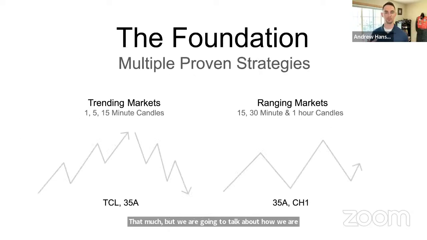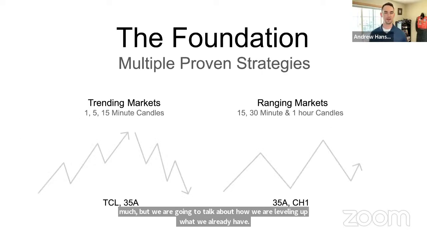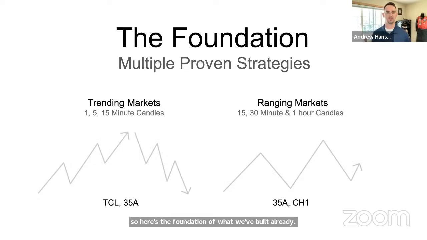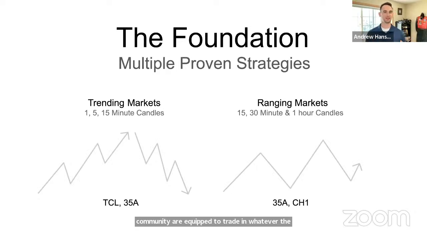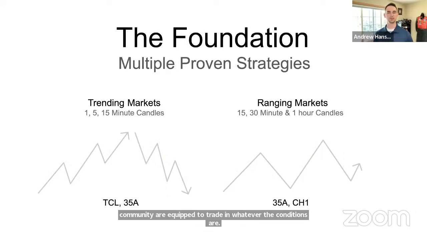And so here's the foundation of what we've built already. The foundation of what we already have is multiple proven strategies for all the different types of market conditions. If you're new to trading or you're still just learning about it, there's a difference between a trending market and a ranging market. There's different market conditions where some strategies might work better in one condition, and then they don't work well in a different condition. So when we say that our goal is to always be enhancing and to be better a year from now than we are today, what that means is we want to make sure that us and our community are equipped to trade in whatever the conditions are. And this is what continues to cause us to forge into new ground and build new things.